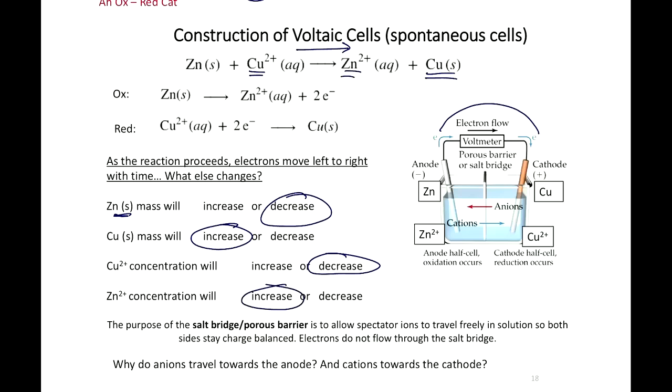All right? And so that's what happens when the electrons flow from left to right, to a point where the concentration of copper 2+ approaches 0. Right? So if we consume all of the copper 2+, the concentration goes to 0. At that point, what's going to happen? Will it be a voltaic cell anymore?